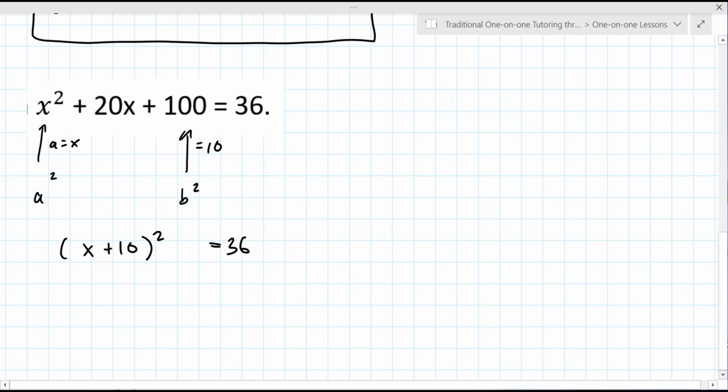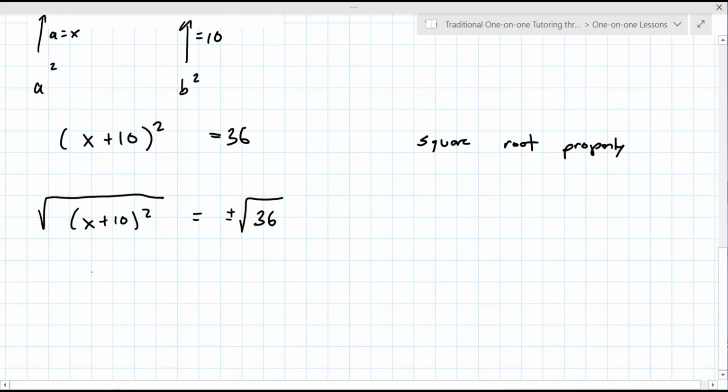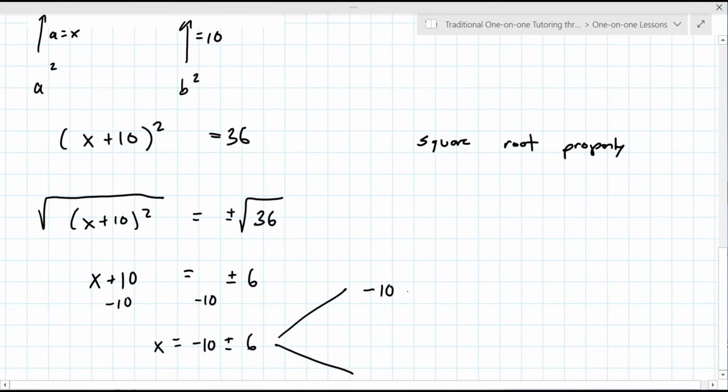Yeah. So if you're okay to this step here, the way you solve this is using the square root property. And what that means is you're going to take the square root of both sides. You take the square root of x plus 10 squared equals plus or minus the square root of 36. So on the left side, it's x plus 10. On the right side, it's plus or minus 6. And then you subtract 10 from both sides. So x equals minus 10 plus or minus 6. And what that means is there are really two things: minus 10 plus 6, and minus 10 minus 6.